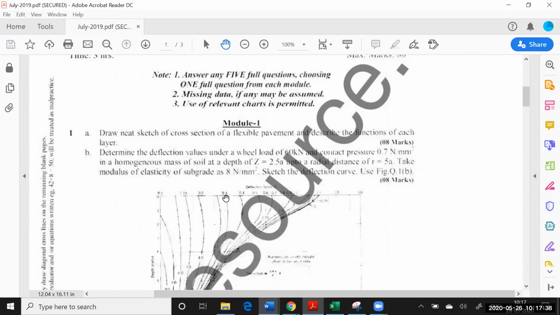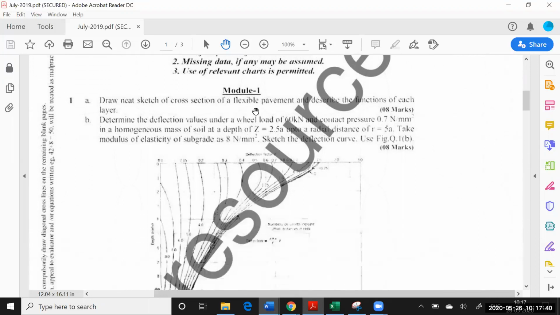I have already told you about this in the last class. Determine the deflection values under a V load of 60 kilonewton and a contact pressure of 0.7 Newton per mm square in a homogeneous mass of soil at a depth of Z equal to 2.5A up to a radial distance of R equal to 5A. Take modulus of elasticity as 8 Newton per mm square and sketch the deflection curve.